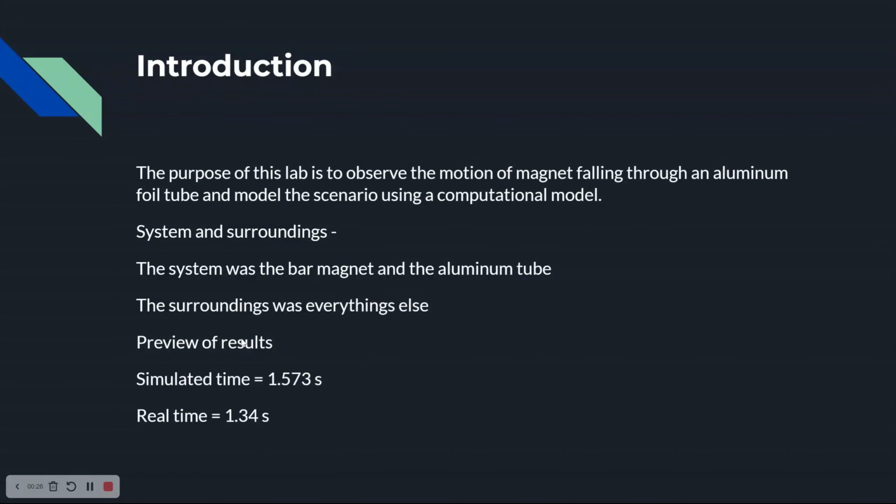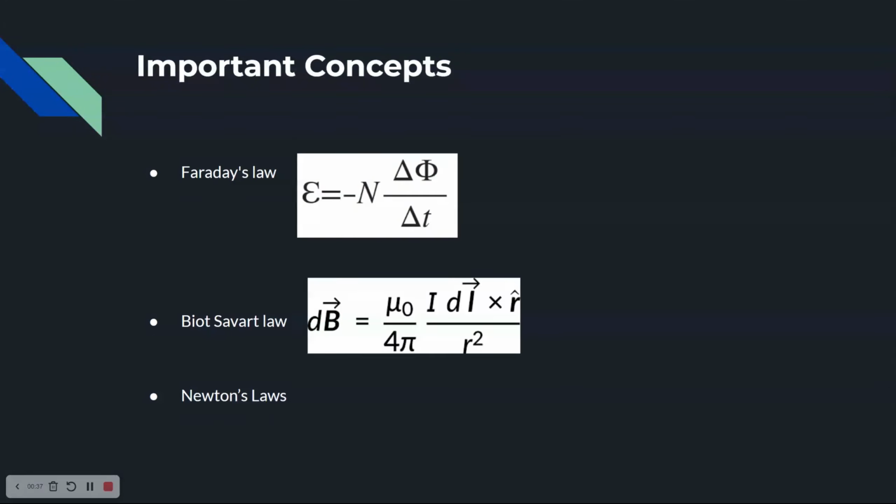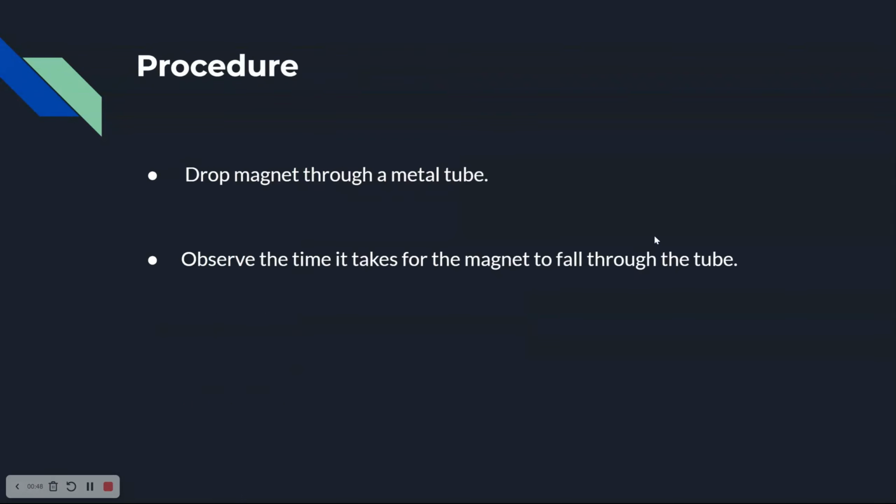And then a quick preview of the results. The simulated time from the GlowScript is 1.573 seconds, and the real time I got on average was 1.34 seconds. So let's go over a few important concepts. We have Faraday's law, which gives us our EMF, Biot-Savart law, and then just Newton's laws. These are the kind of things we're going to use throughout.